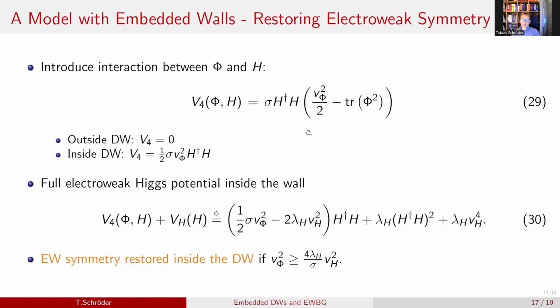Inside of the domain wall, however, phi is equal to 0, and V_4 takes on the value given here. We can then consider the full electroweak Higgs potential inside the wall after the first symmetry breaking, which will be given by the expression 30. If the prefactor in front of the quadratic Higgs term is now positive, then the electroweak symmetry will be restored inside of the domain wall. With this, we have provided a particle physics model that gives rise to embedded domain walls, which are stabilized via plasma interactions after electroweak symmetry breaking, and in which electroweak symmetry is restored.